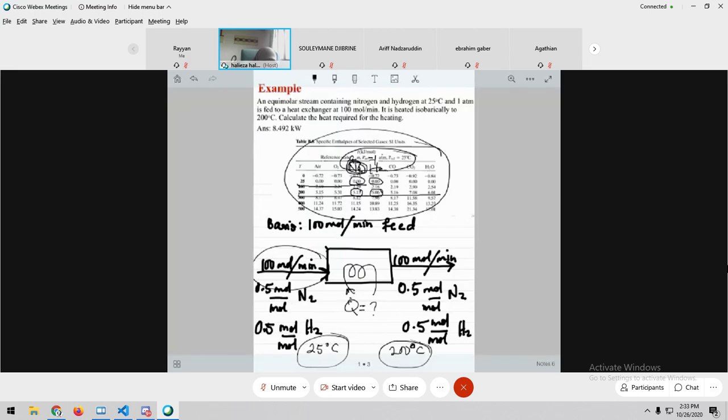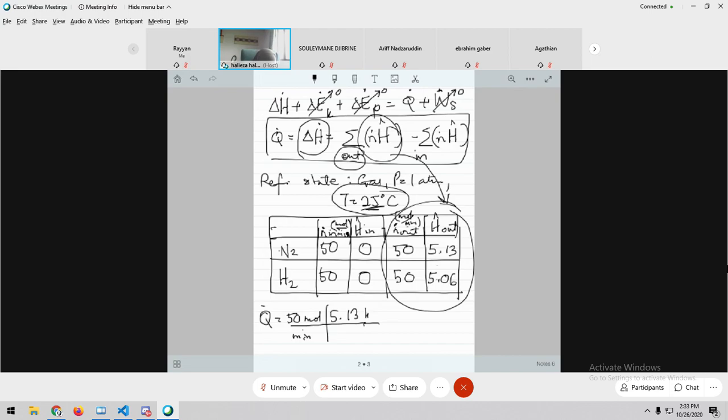Enthalpy is kilojoules per mole. Okay, kilojoules per mole. You can cancel the mole. Plus, that is for nitrogen. Now for hydrogen, 50. I'm not going to write the unit because we already know what the unit looks like. So we're going to just multiply 5.06. Okay, I'm taking it from the outlet. That's your outlet.